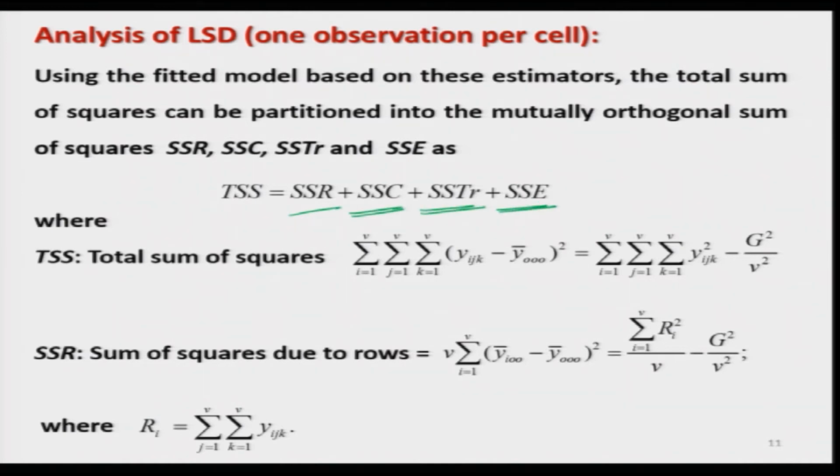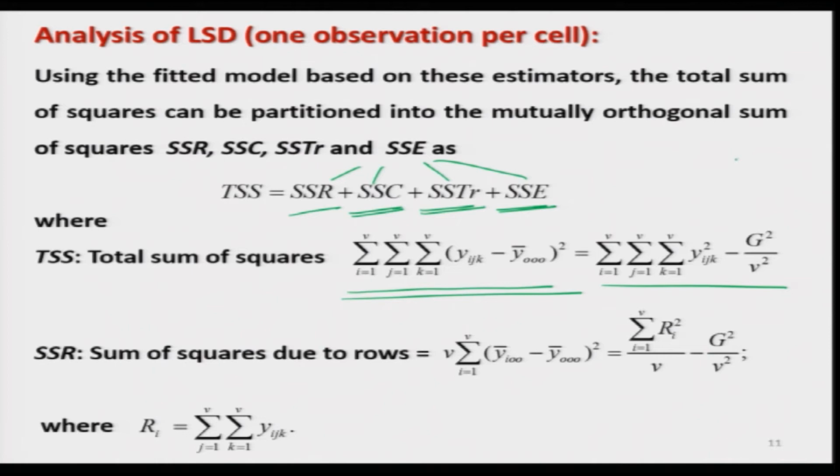They have a similar concept and are handled in the same way: all these four components are quadratic forms, and they are mutually orthogonal to each other. Here I am writing the terms you are finally going to obtain, exactly the same way as you did earlier. The total sum of squares is obtained by the triple summation over i, j, k of y ijk minus y bar triple naught whole square, and this can be expanded to the triple summation of y square ijk minus g square upon v square.